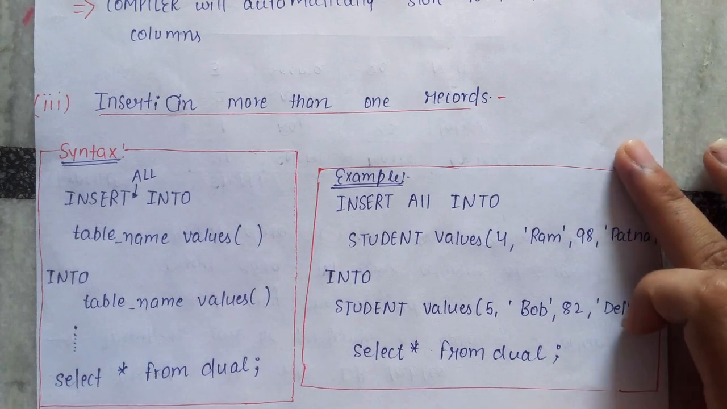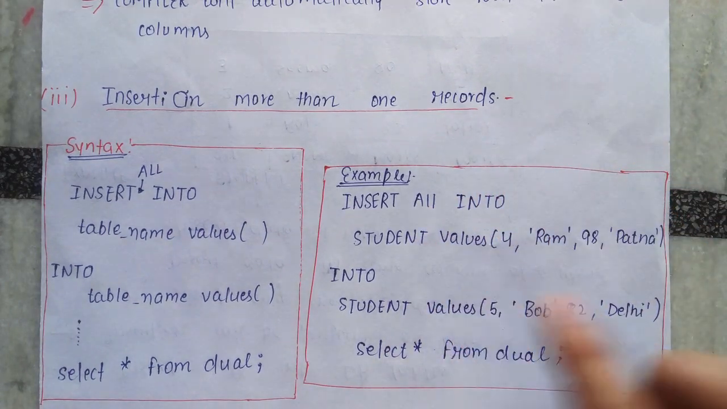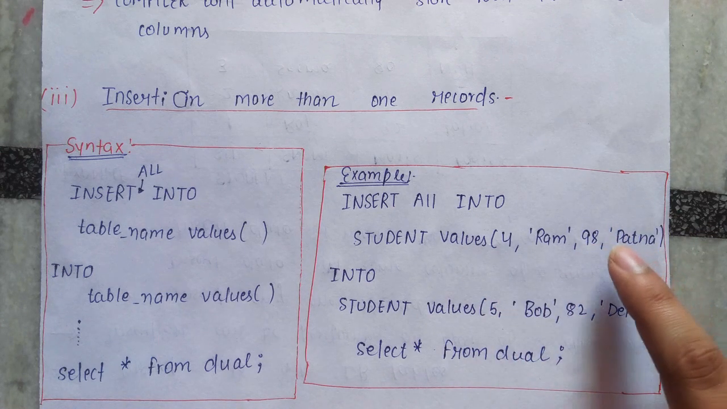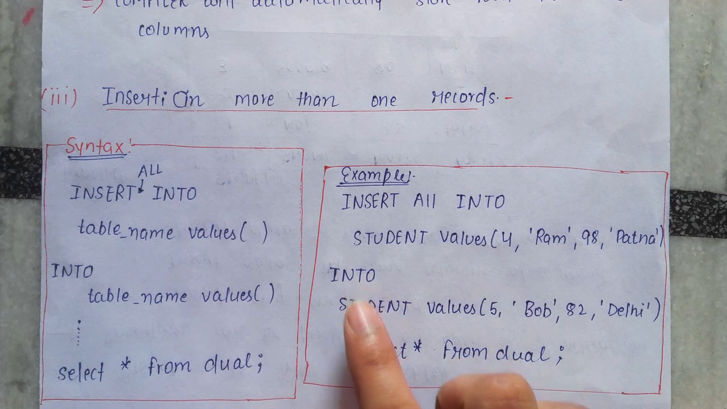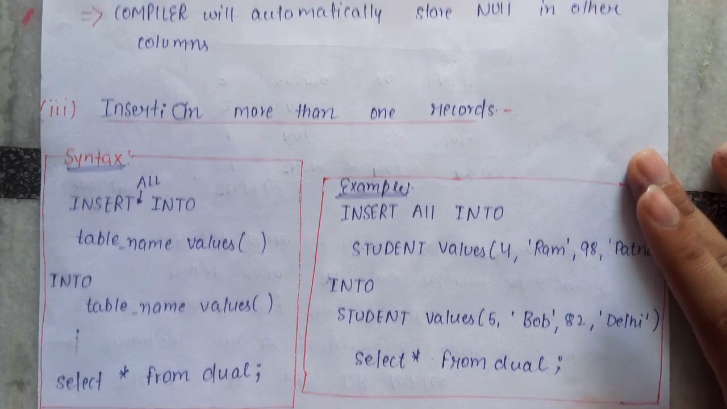Let us understand this with the help of an example. It is insert all into student values. This is the first record, for Ram, 98 marks, and he is from Patna. And into student values, this is the next record. Like this we will insert all the records, and at the end we will write select star from dual. So this is our third case, when we want to insert more than one record in the table. Okay, thank you.